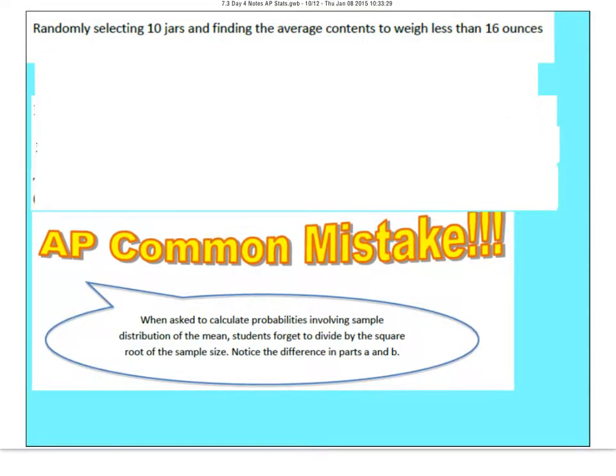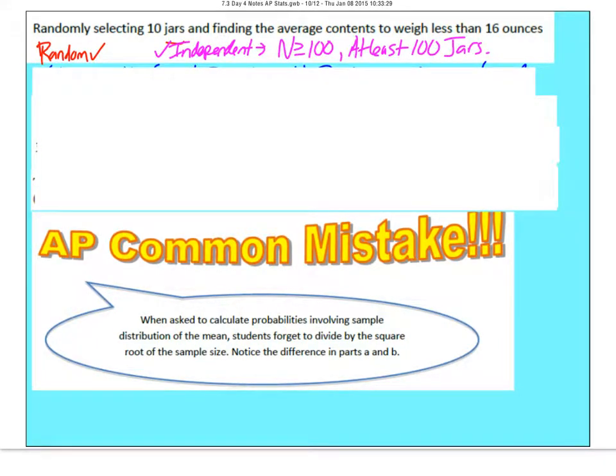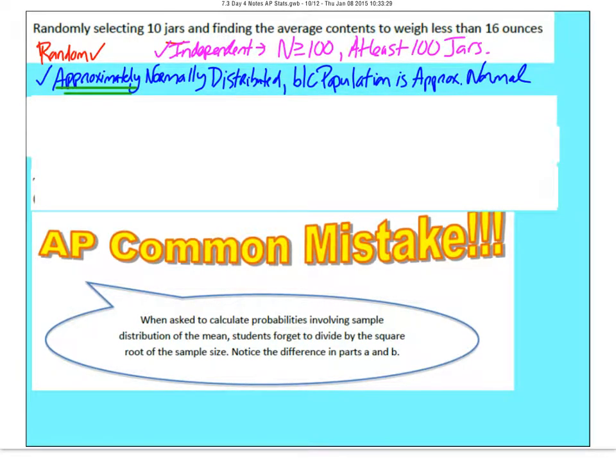Now we're selecting the 10 jars. How do we do the problem differently? Well, we do have to check the conditions for random, independent, and normalcy because we want to compute a new mean and standard deviation. So it is random. They already told us that. The independence is our sample size. I'm going to do 10 times 10. There's at least 100 jars, so we can assume the independence. And it is approximately normal. We know that because the population is approximately normal, so we're guaranteed the sampling distribution will be.